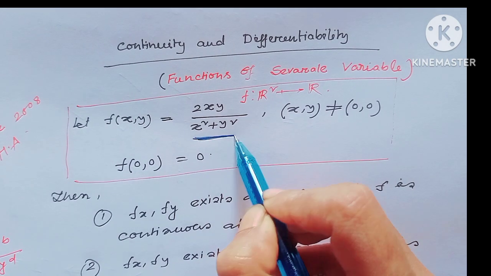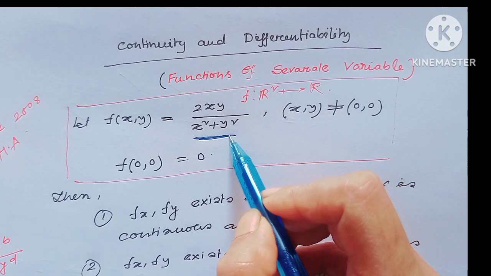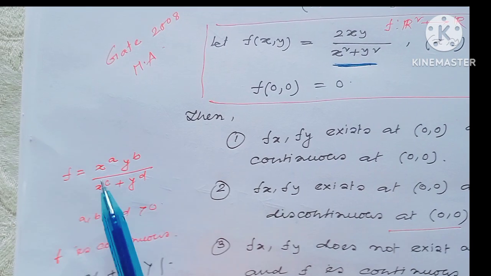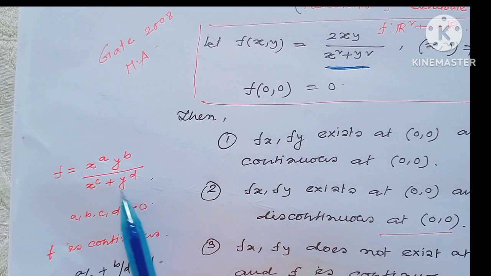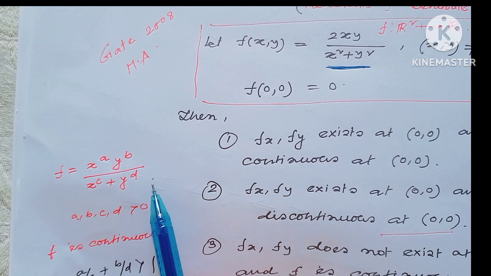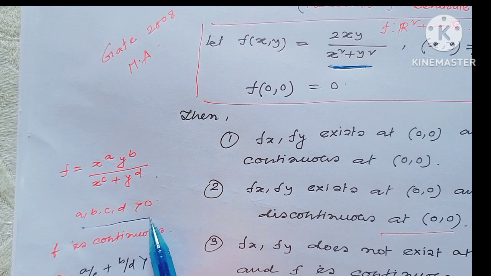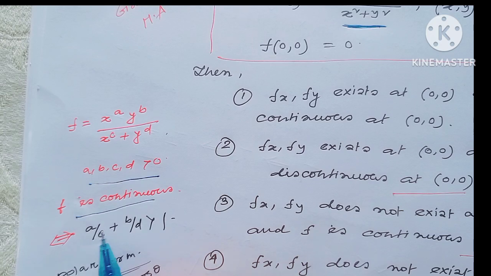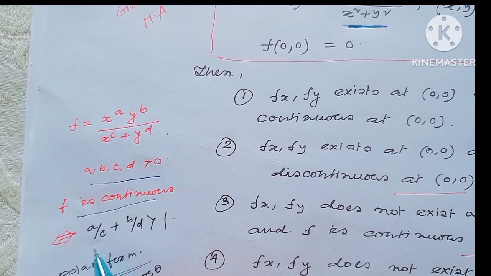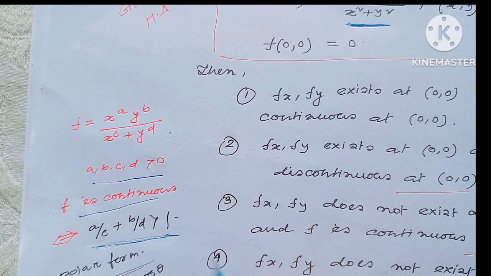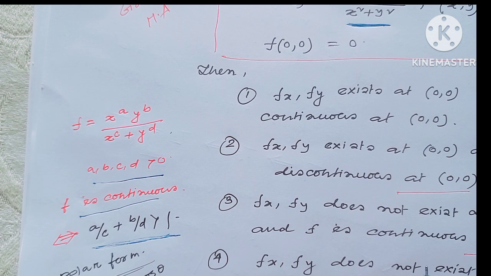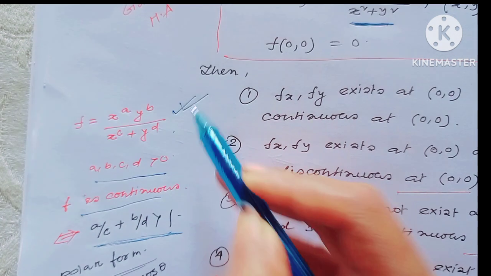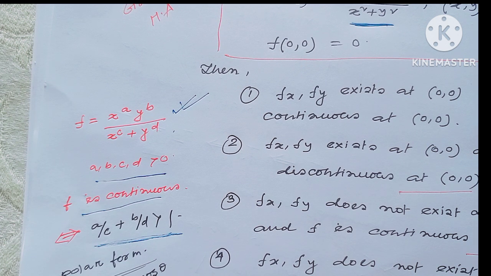For this type of question, there is one easiest method. When f is defined as x to the power a, y to the power b divided by x to the power c plus y to the power d, where a, b, c, d are greater than 0, then f is continuous if and only if a over c plus b over d is strictly greater than 1. If this sum is strictly greater than 1, then we can tell this type of function is always continuous.